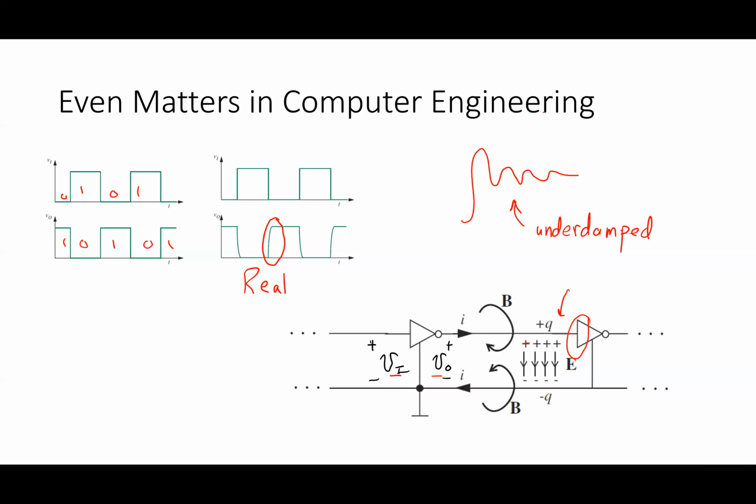So two derivatives, which is a correct answer. Very math answer though. Physically, what does it mean to have a second order, two derivatives? How do I get a second order system? Yeah, I have to have two different energy storage elements.